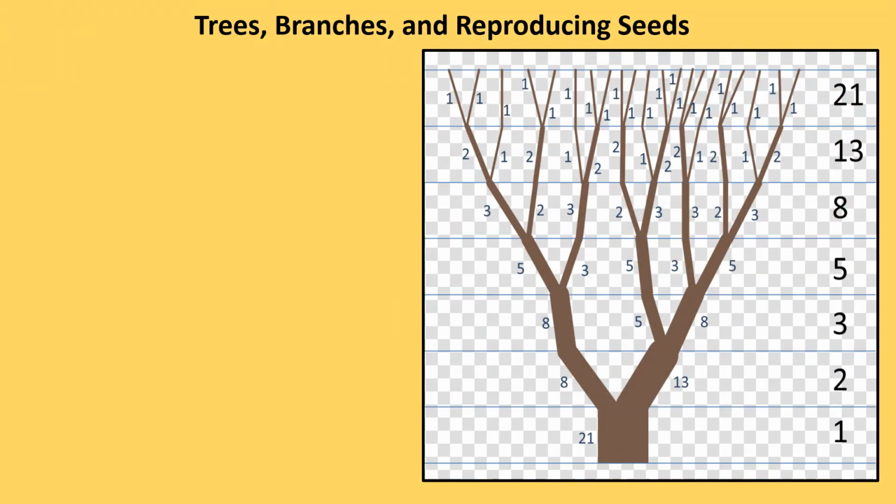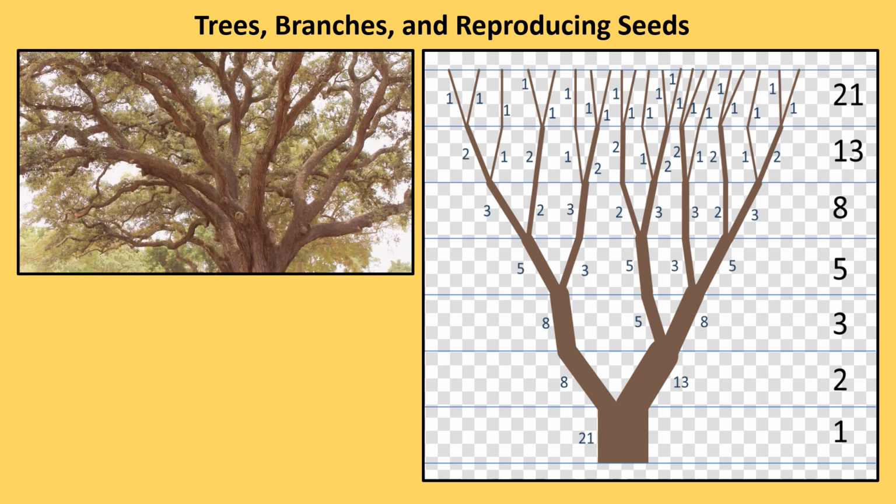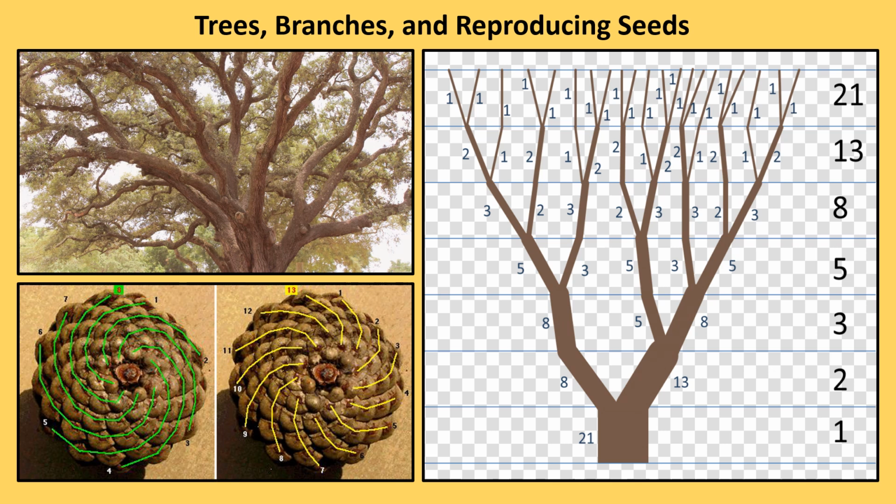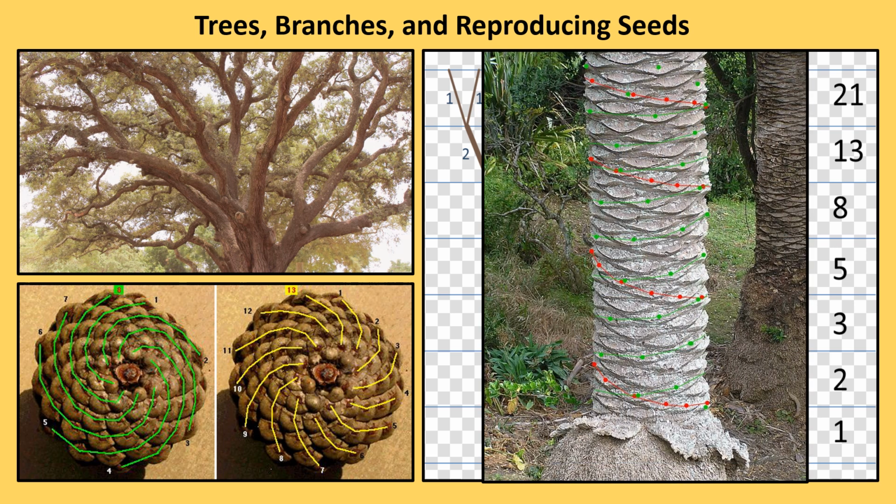Trees, branches, and reproducing seeds. So lots and lots of trees, not all of them, but lots and lots of trees follow the pattern of the Fibonacci sequence in the division of their branches and stems. So we look at trees, don't we, and we can see that it's all very evenly sprouting, and that's the way God designed it. And of course there's the seeds, and we've seen that the pine cone has the Fibonacci sequence in it. And even the palm trees, the tree trunks on the palm trees have the Fibonacci sequence.